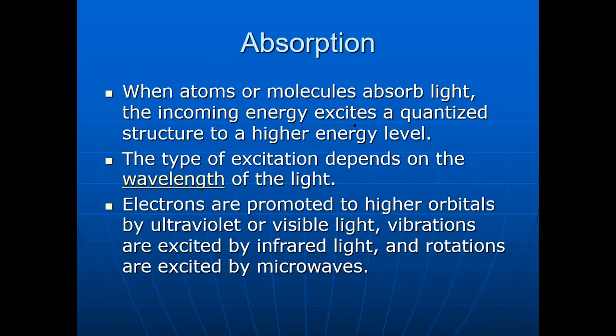So electrons are promoted to the higher orbitals by ultraviolet or visible light. Usually we use ultraviolet and visible. Vibrations are excited by the infrared light and rotations are excited by the microwaves. What will happen when these waves are projected onto a particular molecule or atom? The electrons will be excited, quantization will be taking place, and high energy absorption will take place, so they will jump to that particular level.